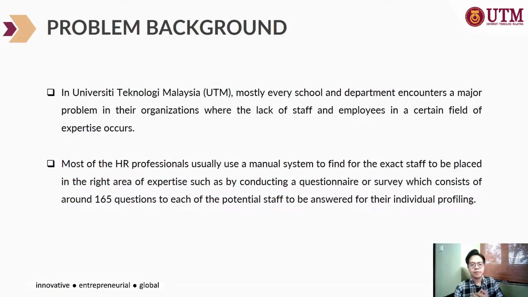So for the problem background, in UTM, mostly every school and department encounters a major problem in their organization, where a lack of staff and employees in a certain field of expertise occurs. Most HR professionals usually use a manual system to find the added staff to be placed in the right area of expertise, such as by conducting a questionnaire or a survey which consists of 165 questions to each of the potential staff to be answered for their individual profiling.